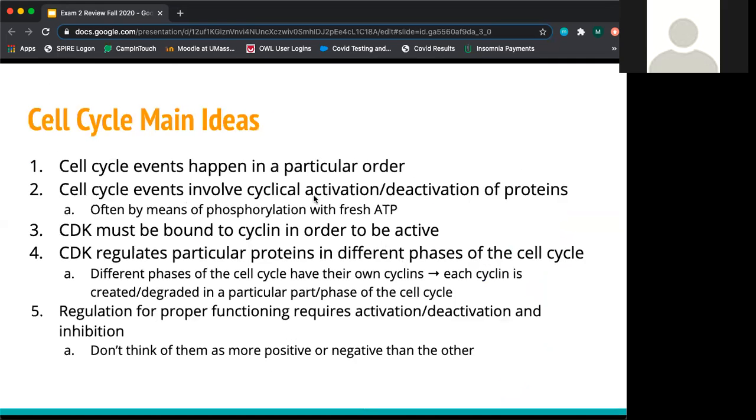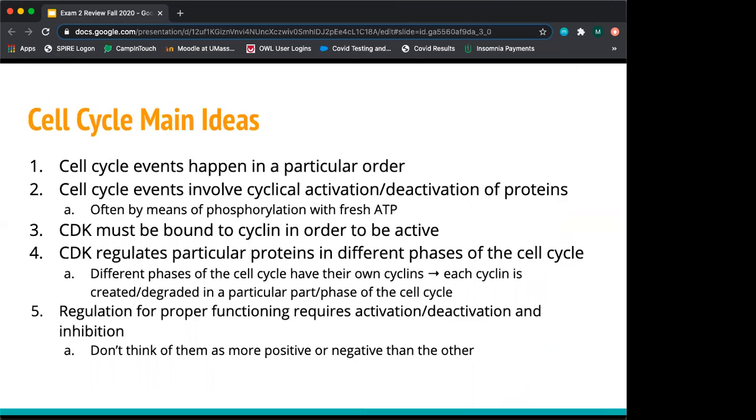So then, just a recap of your cell cycle main ideas. Cell cycle events are going to happen in a particular order. Cell cycle events involve cyclical activation and deactivation of proteins, often by means of phosphorylation with fresh ATP. CDK must be bound to cyclin in order to be active, and it must have an activating phosphate group. CDK regulates particular proteins in different phases of the cell cycle, and different phases will have their own cyclins. Each cyclin is going to be created and degraded in a particular phase of the cell cycle.